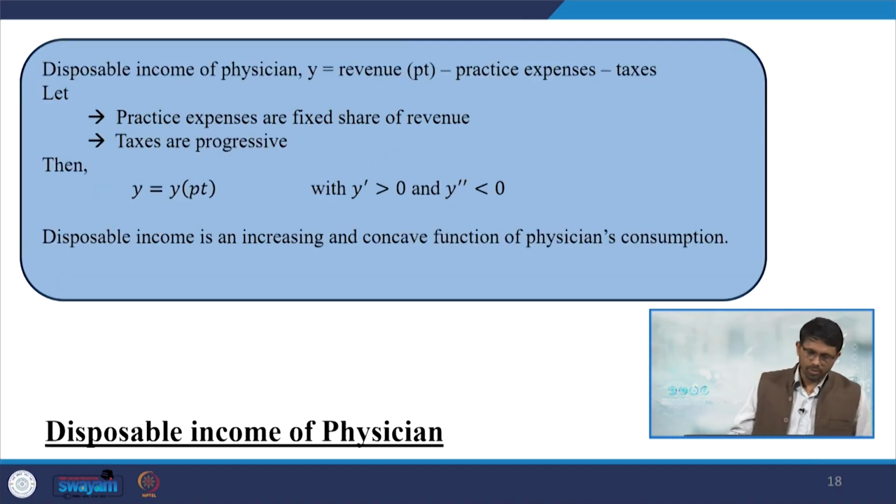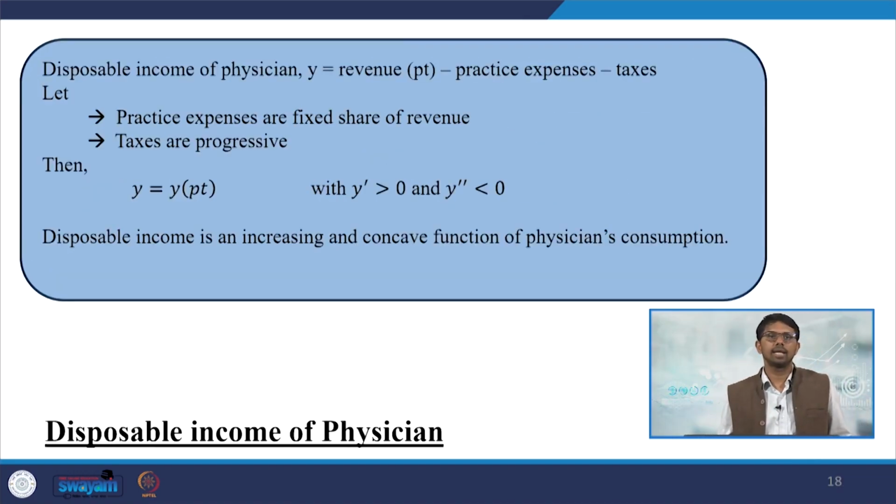Then we are again emphasizing another direction through the disposable income of the physicians, that is Y. Y is basically their revenue minus the practice expenses and the taxes they are supposed to pay.